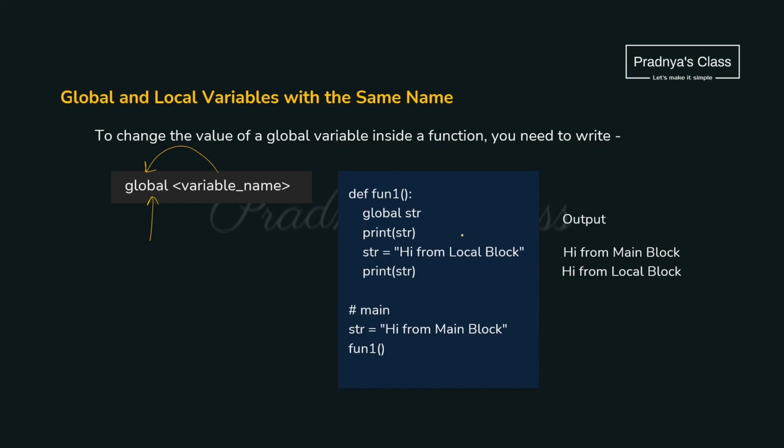Look at the code and look at the output. You will understand. With global str, I am telling this block of code to consider the global variable and I am printing it. So, here is the output. Hi from main block. Then we are creating one local variable with the same name and printing it. Look at the output. We got the message hi from local block. So highest priority is given to the local variable.